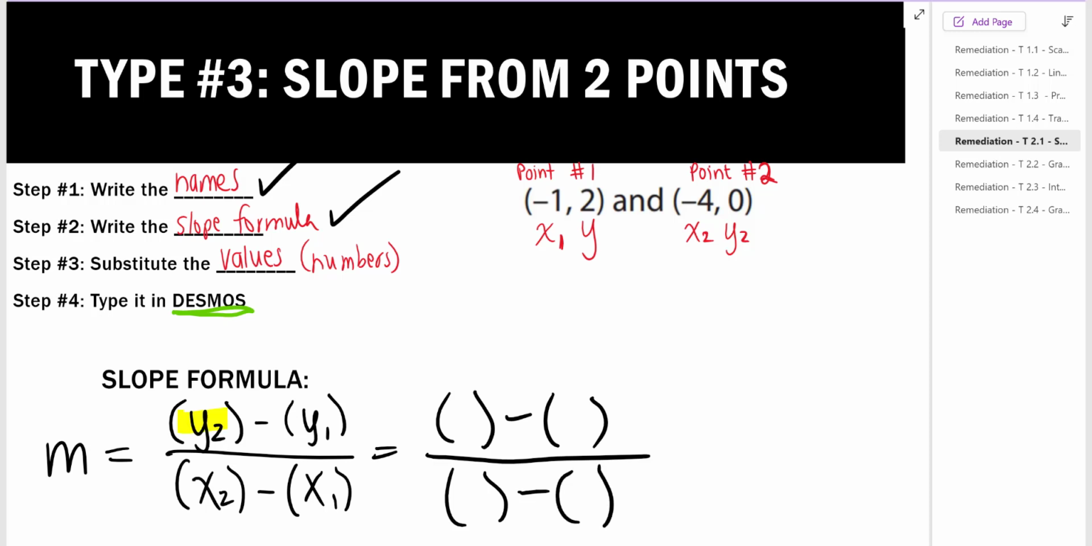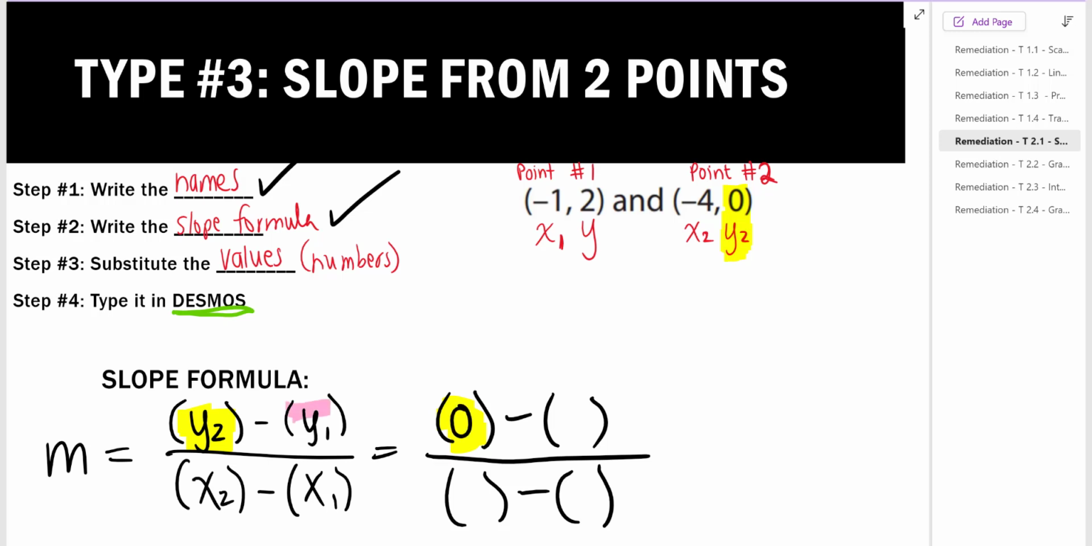So first I have y2. What number is y2? El primer espacio en mi fórmula es y2. ¿Qué número es y2? Y eso es porque necesitas los nombres abajo los números. Okay, so this is why you need the names below the numbers, so that you don't make a mistake. So y2 is actually 0. Y2 es 0. So I'm going to write that here.